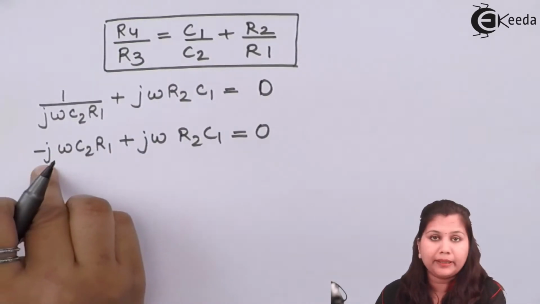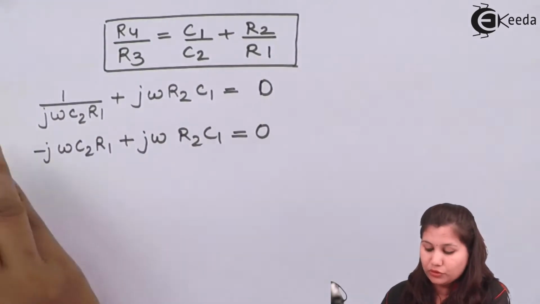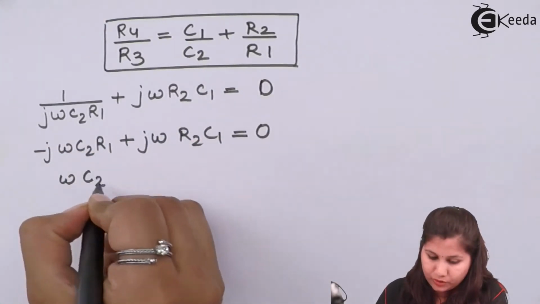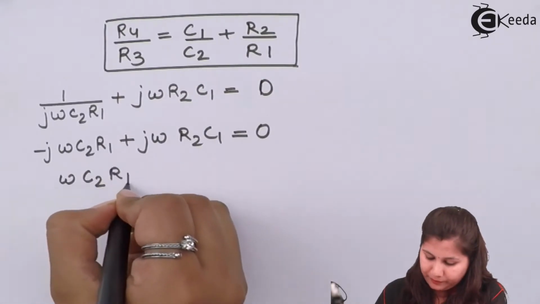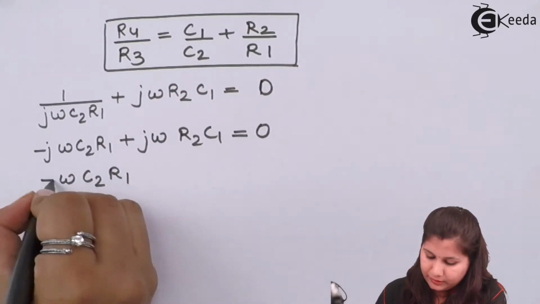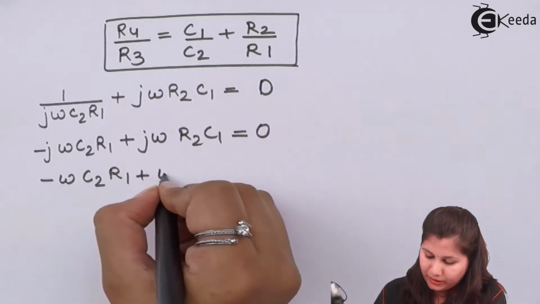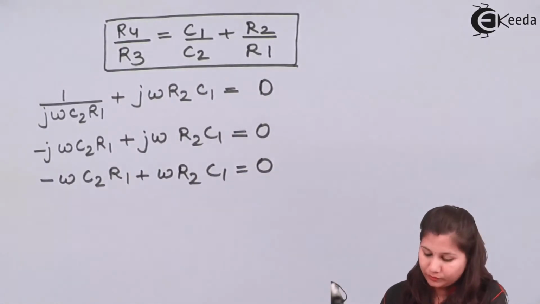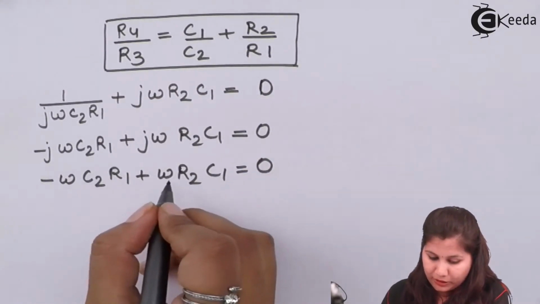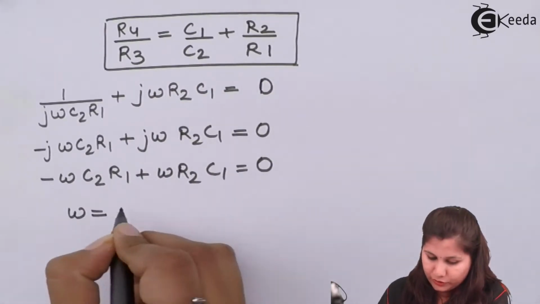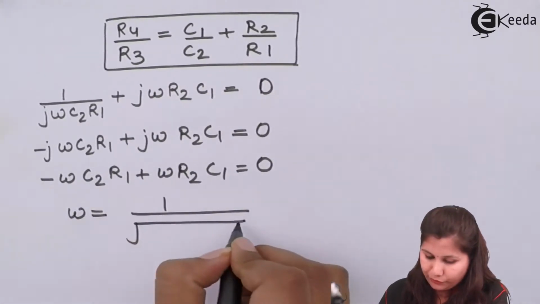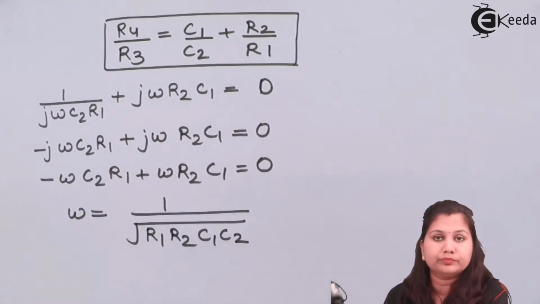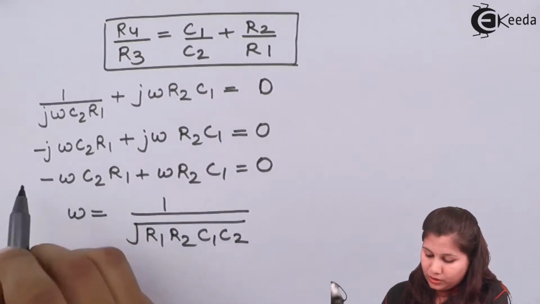Now from here, taking j common, it will be cancelled. So we are left with omega C2 R1 minus, here plus, omega R2 C1 equals 0. Okay. So from this equation, we will get omega equals 1 upon under root of R1, R2, C1, C2.